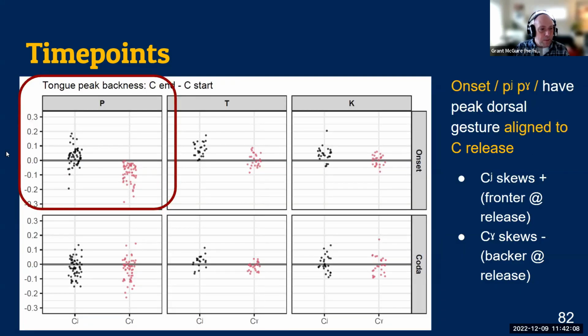Another way to think about this data is that we can compare relative tongue peak backness from the start to the end of the consonant. So are we getting this skewing where at the start or end of the consonant, we're getting the peak of backness? Okay, so for our labials, what we see here is that we do get this skew. So we have the onset palatalized and velarized labials have peak dorsal gesture aligned to the consonant release. And the palatalized skews fronter at the release and the velarized skews backer at the release. This is what we would expect to see.